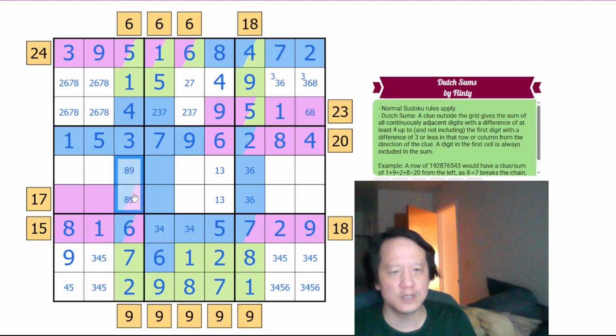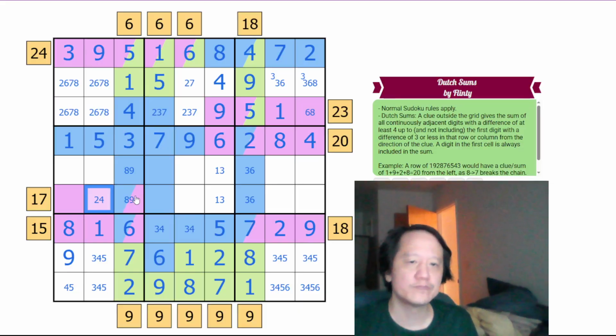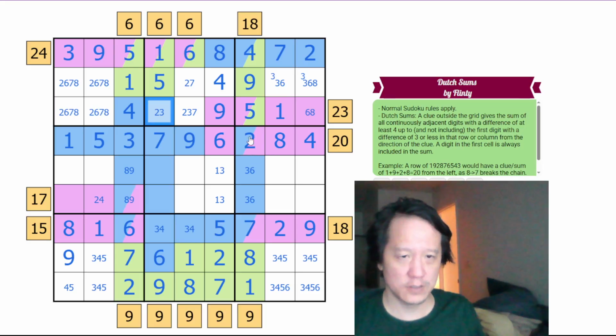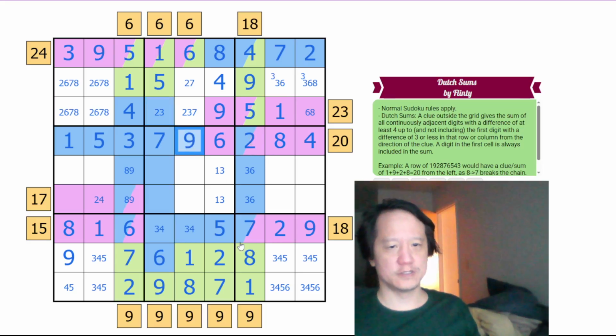No 3 here. This must be 4 apart from 8 or 9. So that's 1 through 5. No 1 or 5 here. It's 2, can't be 3. It's 2 or 4. 7 eliminates 7 here. This is 9.